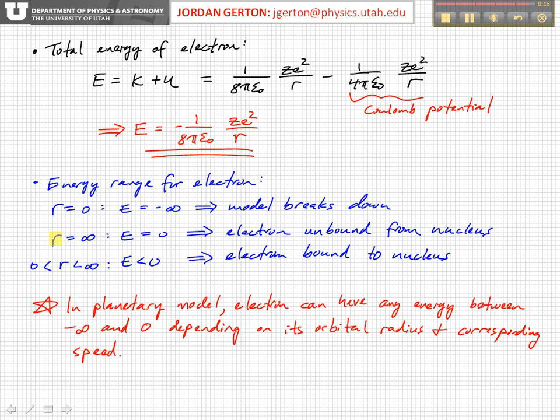If r is equal to infinity, so if you take the electron out and separate it from the nucleus by an infinite amount, then the energy is equal to 0. This means the electron is now separated far; you have to go to infinity basically to unbind the electron.